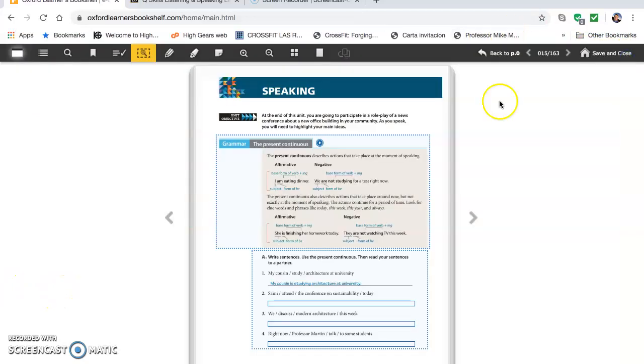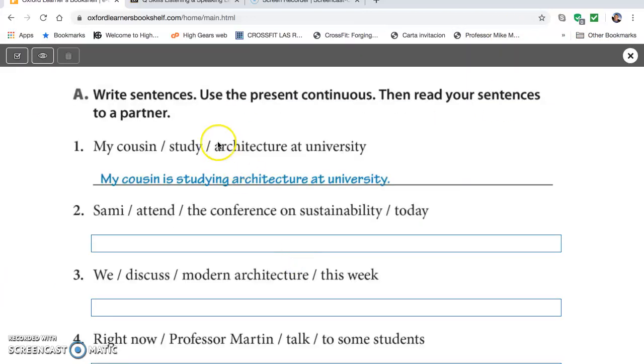Okay, now we're going to do a little exercise. At the bottom of the page, you will see this exercise. It says, write sentences, use the present continuous. Then read your sentences to a partner. Well, you can read it to yourself or read it to your brother or sister or somebody. So let's have a look at this example. My cousin, the verb is study architecture at university. And the correct answer is, my cousin is studying architecture at university. What I'd like you to do is to do number 2, 3, and 4.